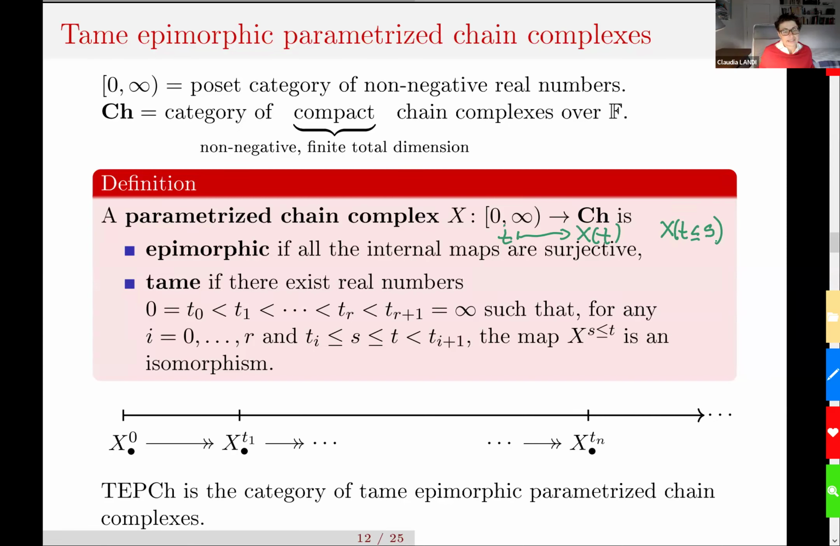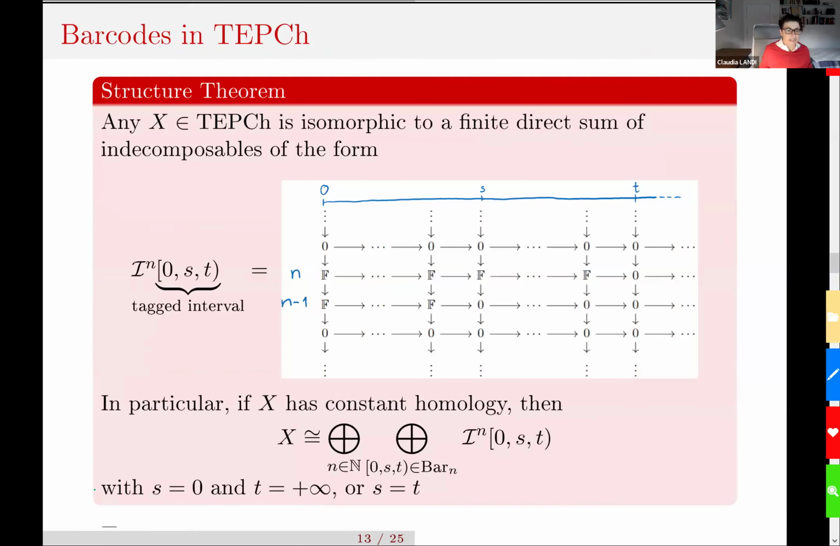Tameness is a technical requirement that says that there are only finitely many instances where things are going to happen, so it is a discretization of the time. We denote this category of tame epimorphic parametrized chain complexes by this symbol, and this is the category we want to study, because later we will associate to each Morse-Smale gradient-like vector field an object in this category. The first thing that we observed is that each element in this category can be written as a finite direct sum of indecomposables of this form.